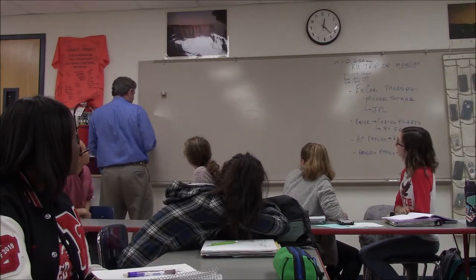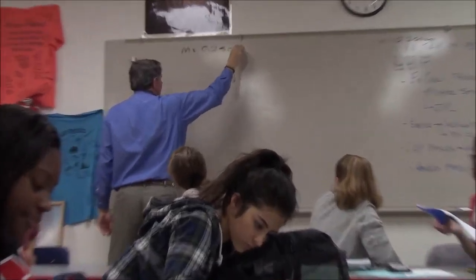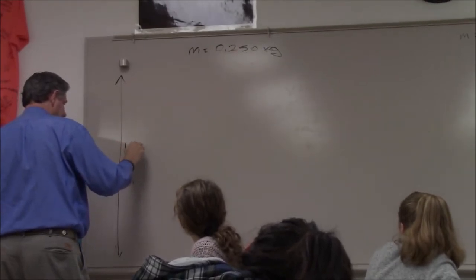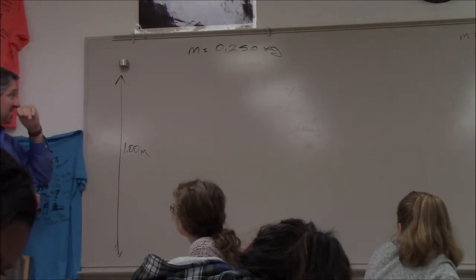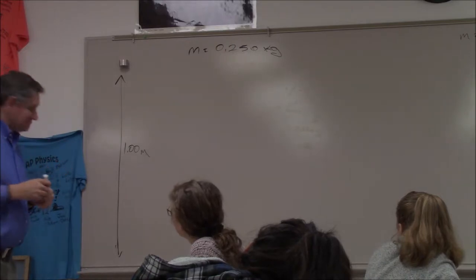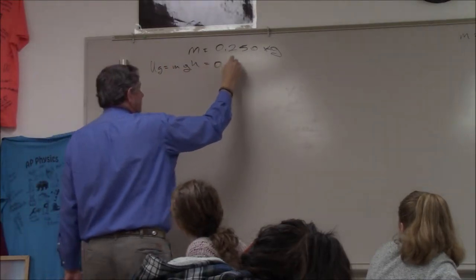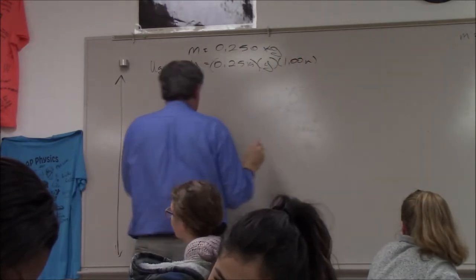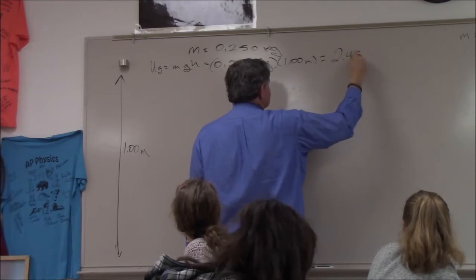So here's my question. Let's say that this thing has a mass of 0.25 kilograms, and let's say that the distance between here is about a meter. Does this thing have potential energy? Yes. Olivia, how can I calculate that amount of potential energy? Beautiful. So my UG would be mgh. So somebody take 0.25 kilograms times g times 1 meter. 2.45. Mary's closer. 2.45 joules.